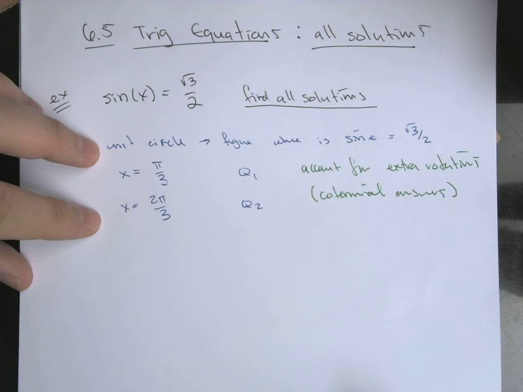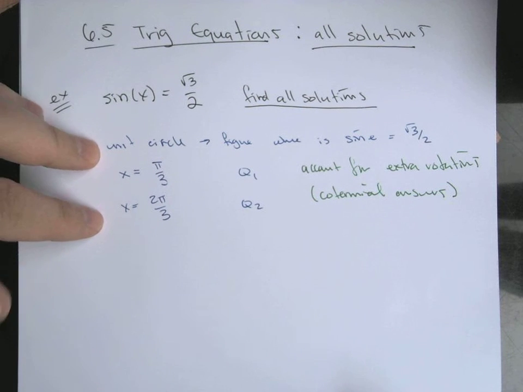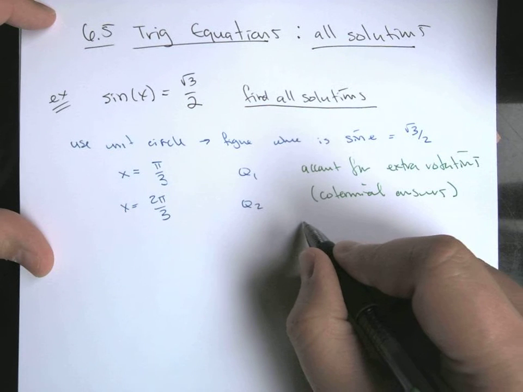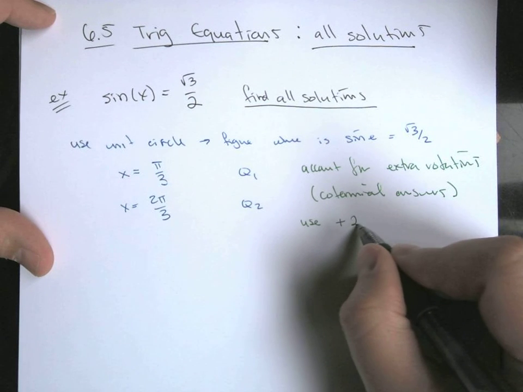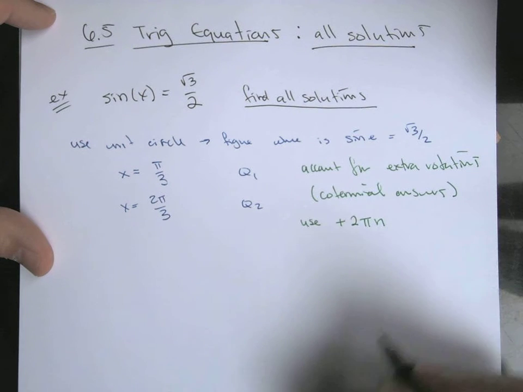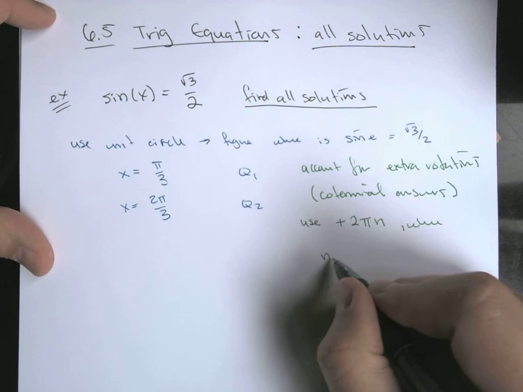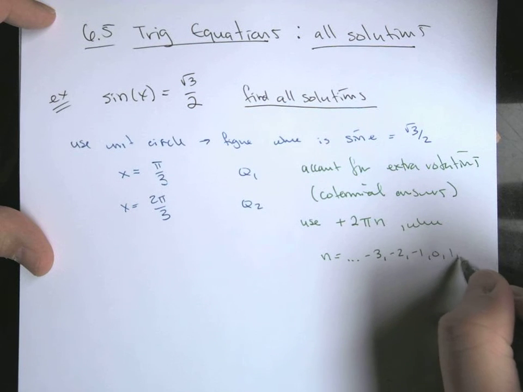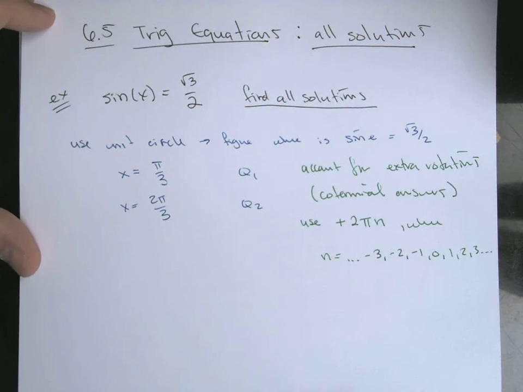But we do need to think about, what if I added another rotation? What if I added 2 rotations? What if I went backwards 3 rotations and got a big negative answer that ended up in the same boat? How do I account for that? The answer is we're just going to use a very generic plus 2 pi times n, where n is essentially any positive or negative whole number. So n could be 0, 1, 2, 3, 4, 5, 6, 7, or negative 1, negative 2, negative 10, negative 100, any positive or negative whole number.